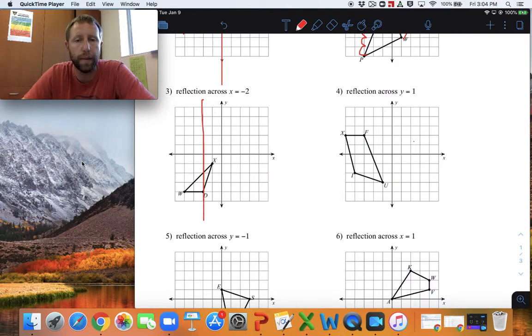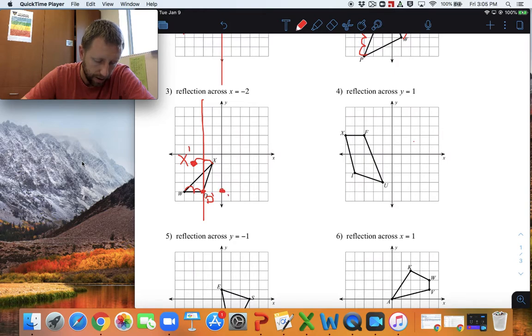All right, so I'm going to count how far away each point is from that line of reflection and go that far the other direction. X is just 1 spot away, right? So I'm just going to go 1 spot away on the other side. And there's my X prime. D is on the line of reflection, so it's going to stay there. That's now D prime. And then W is 2 spots away, so I just count over 2 spots. And there's W prime. And now I can connect my points to make my mirror image.